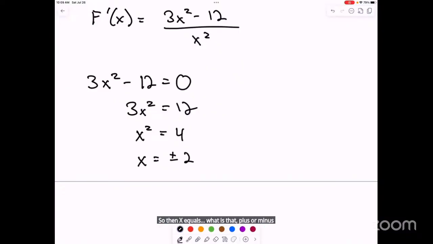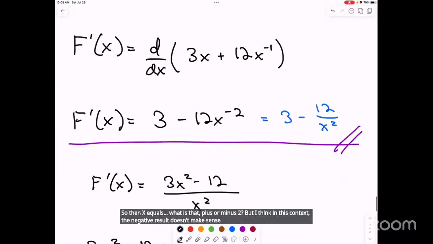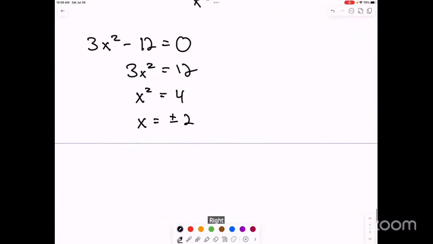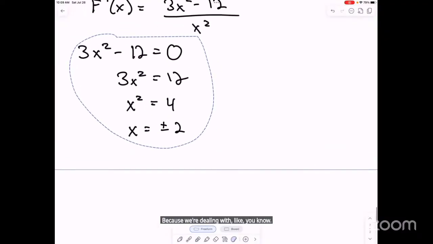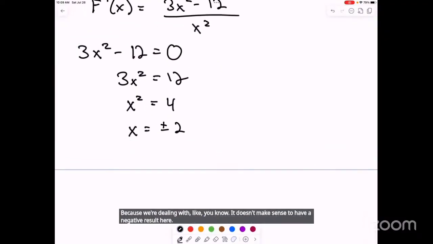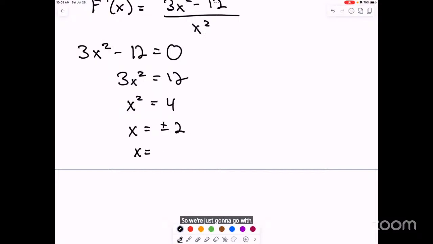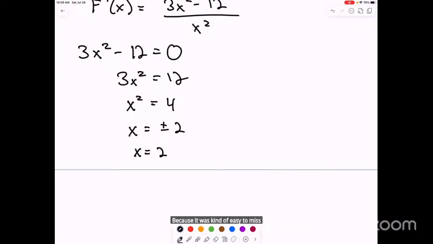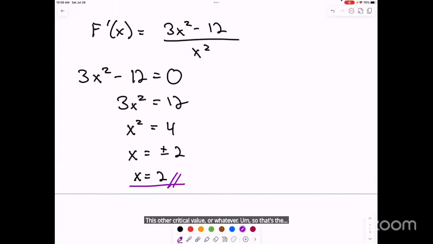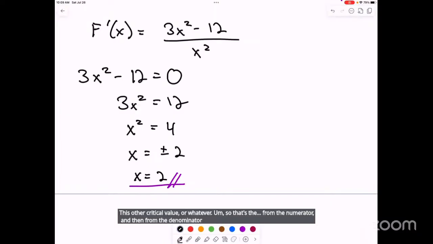But I think in this context, the negative result doesn't make sense, right? So we're going to just get rid of the negative because it doesn't make sense to have a negative result here. So we're just going to go with x equals 2, right? That's part of the reason why I changed the form, because it was kind of easy to miss this other 0, this other critical value. So that's from the numerator, and from the denominator, again, just x equals 0.